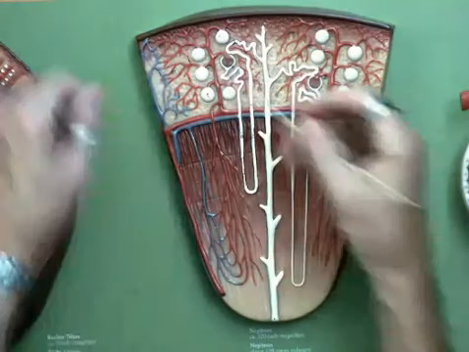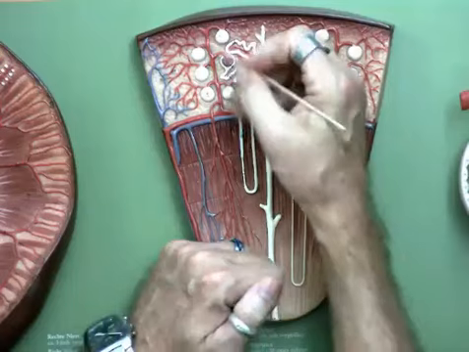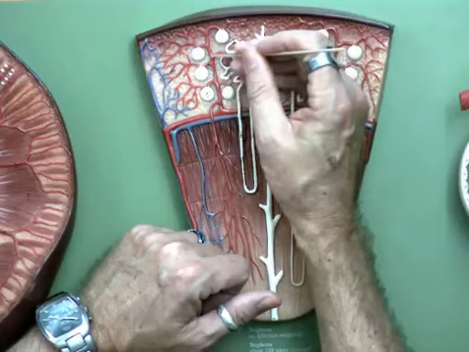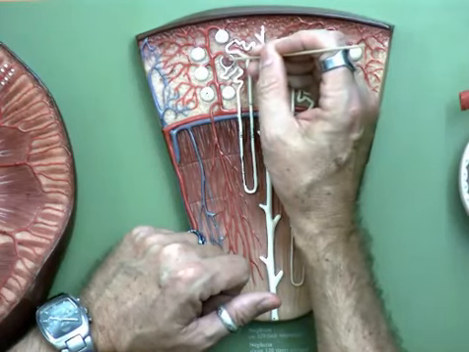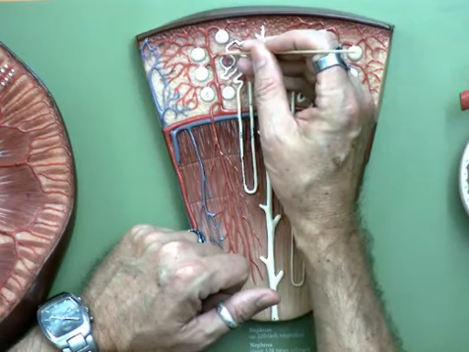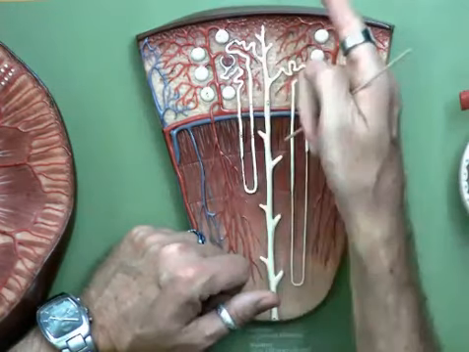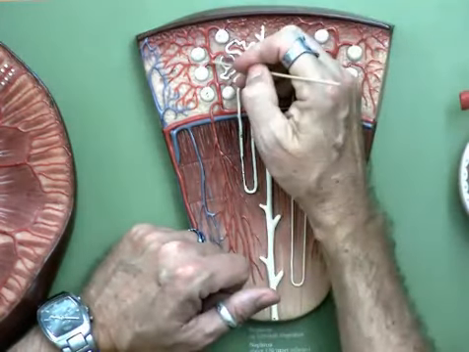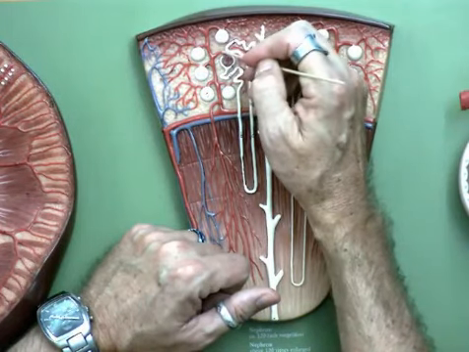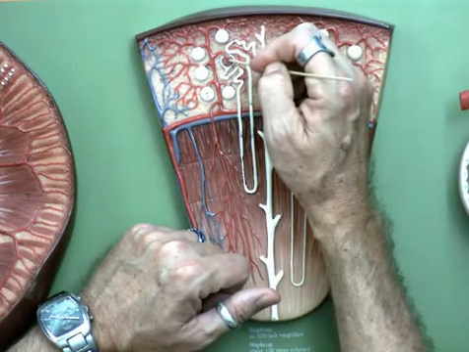Okay? But now we can see that these interlobular arteries and veins have branches off of them. And these branches that are coming off and going into this ball of capillaries that is called the glomerulus is called the afferent arteriole. We're going from artery down to arteriole, just like we learned before. So we have the interlobular artery and then the afferent arteriole leading into the glomerulus.